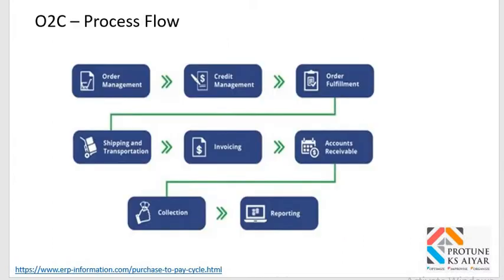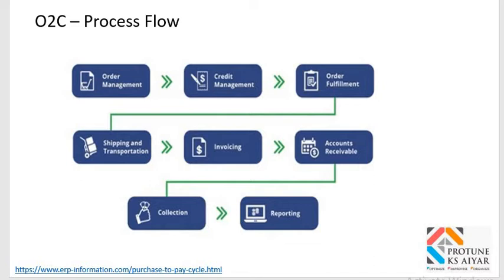So let us look at the order to cash process. As the name suggests, order to cash is looking at all the activities that are conducted within a company right from the time the company receives an order from its customer till the time cash is received from the customer against the order. When I say cash, it means money in any form.